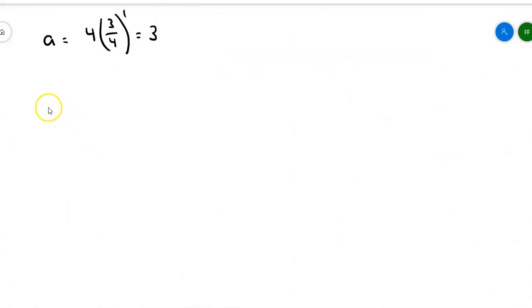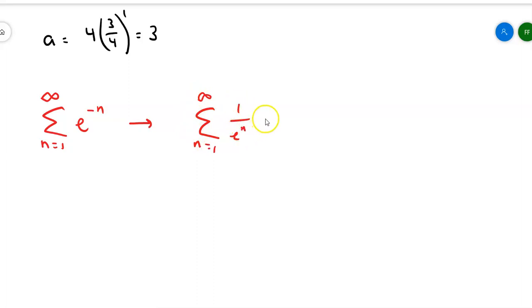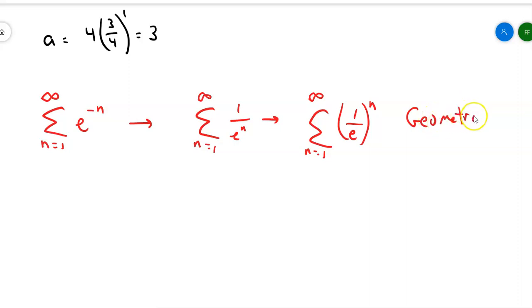Suppose I have the sum from n equals 1 to infinity of e to the negative n. Well, first of all, is that a geometric series? Isn't this the same thing as the sum from n equals 1 to infinity of 1 over e to the n? Now it's geometric with a ratio of 1 over e. Well, e is about 2.718, so 1 over something close to 3 is definitely less than 1. Okay, so that thing should converge.